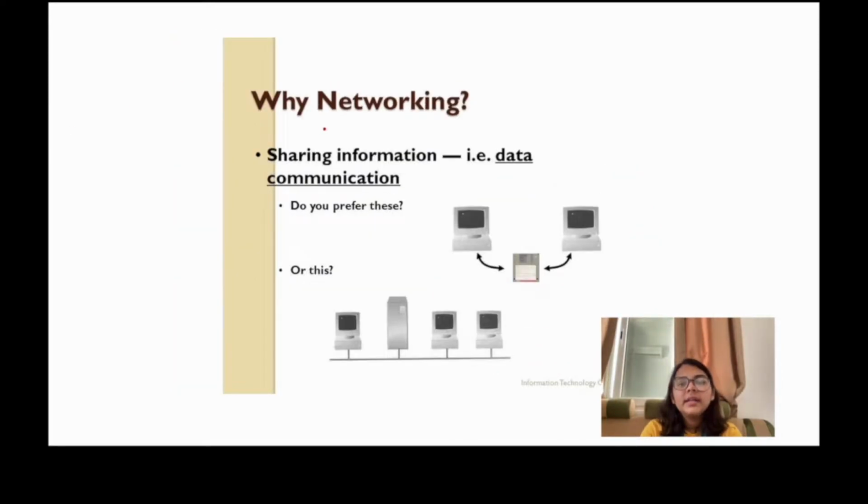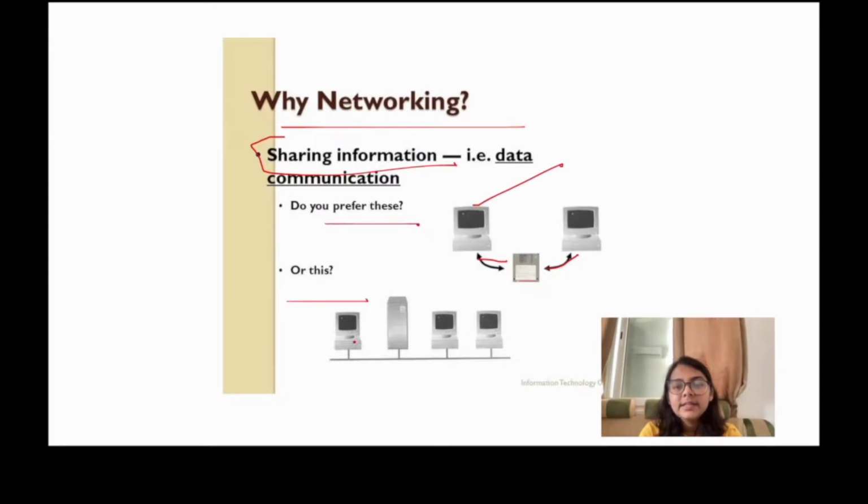So why is networking so important, students? Do you know? It is used to share information and for data communication. If we are not using a computer network, we cannot communicate between two or more computers. So if we want to intercommunicate, we have to create a network. Okay, and so you have to tell me, do you prefer this network or this network, and you have to tell me why.